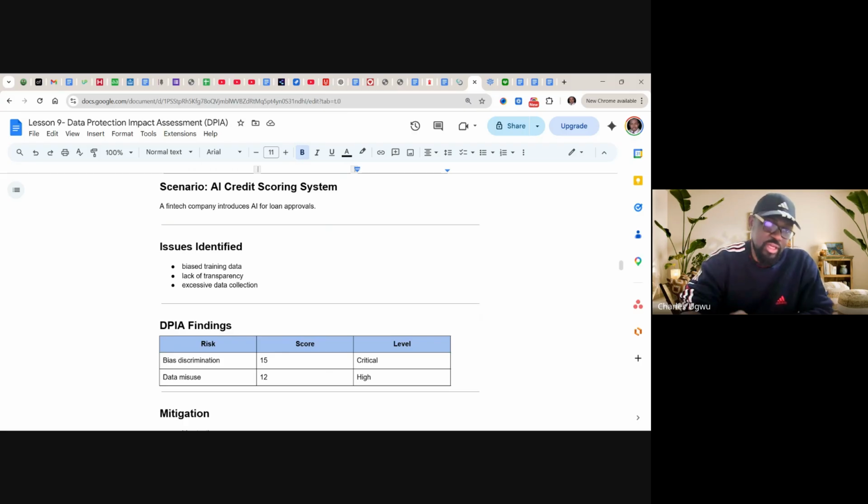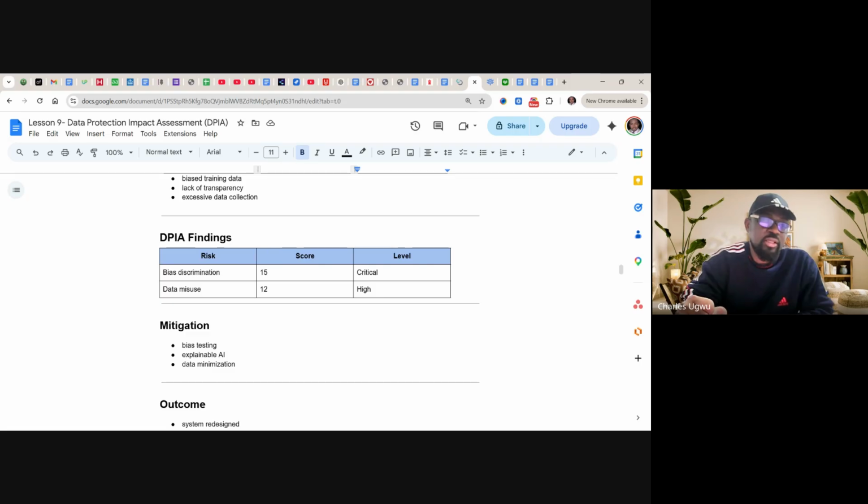The training data for that AI can be biased. So knowing that AI can be biased, and lack of transparency and excessive data collection, these are where we might have an issue. So the data protection impact assessment finding here, the risk is bias and misuse of data. And under the scoring, we see that it is 15, which is critical. We say above 15 is critical and above 10 is high.